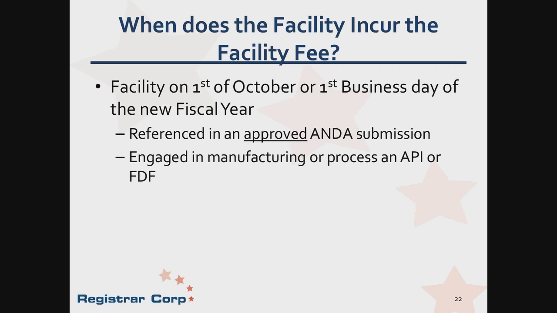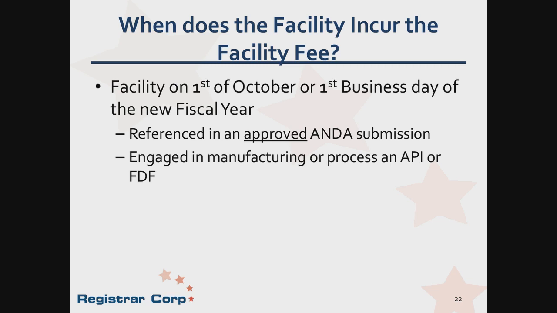If the facility is first identified in an approved generic drug submission after the due date, its owner will owe a facility fee on the next due date. For example, if a facility is first identified in an approved abbreviated new drug application on October 31st, 2019, which would be fiscal year 2020, it will incur facility fees starting in fiscal year 2021.